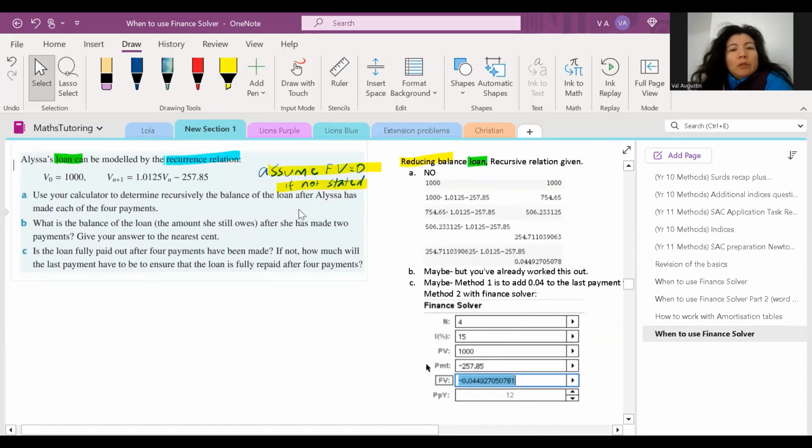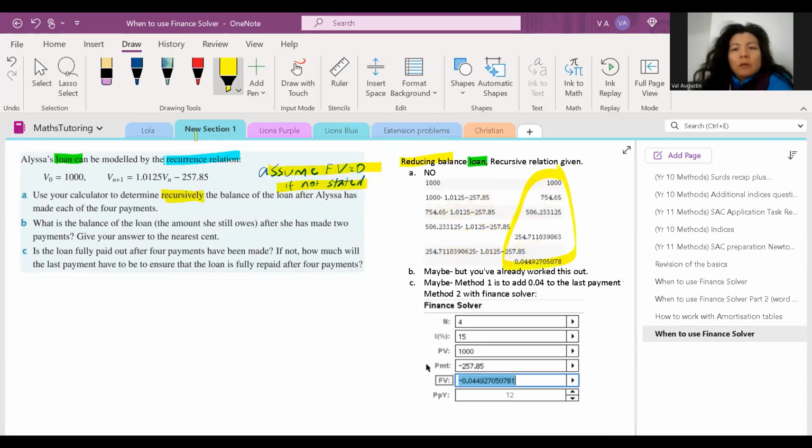This one's a reducing balance loan. So it says determine recursively. So that means you have to show all this. Actually, you don't have to show all that. You would just have to list those as your answers. Find the balance of the loan is a maybe, but why would you if you've already done this process here? So you could just pick out that number there for after 2 payments.